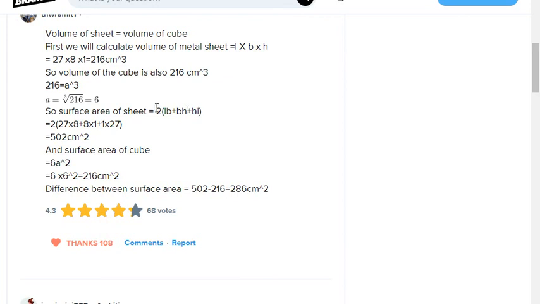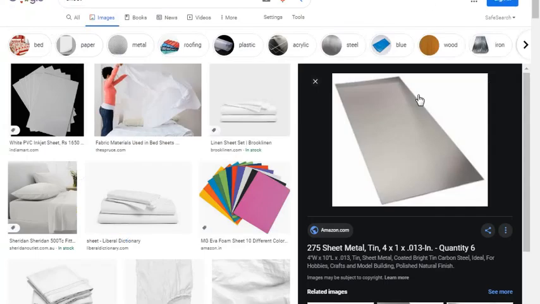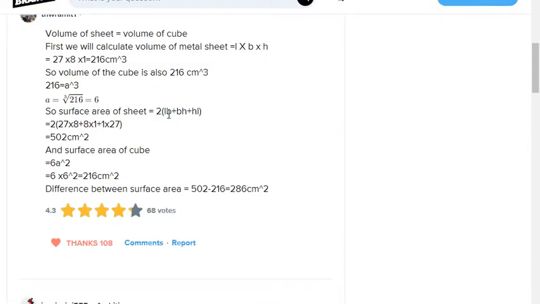Why 2 times? Because surface area means all the areas of this sheet. This area plus this area will be the same. Similarly, this area plus the back side, plus this area plus this side. So 2 times of 1 2, 1 2 and 1 2. That's why 2 times LB plus BH plus HL. So multiply this and you get 502.